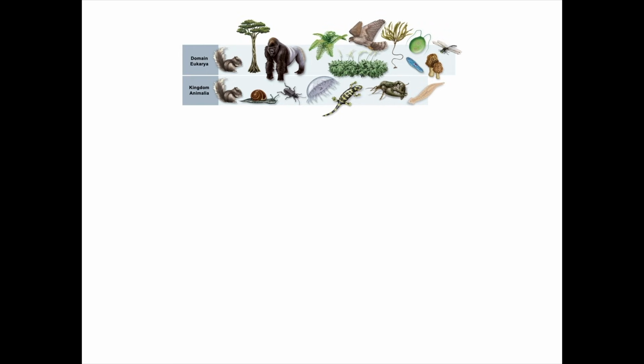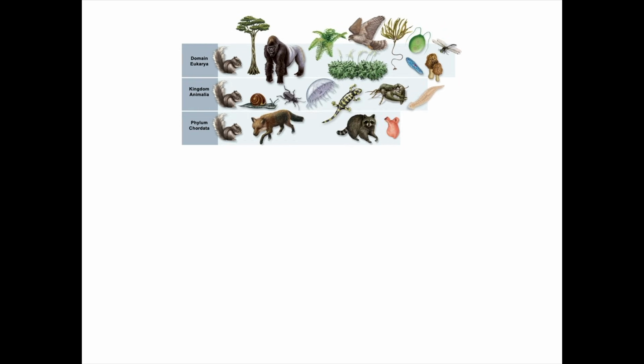After domain is the taxon kingdom. So now we're getting a little more specific, a little more exclusive. Animalia includes animals, vertebrates, invertebrates, but we're not talking about plants or fungi or protists anymore. To go more specific, after kingdom, there is phylum. In this case, phylum Chordata, something with a dorsal nerve cord. That's a feature we'll talk about later in the quarter.